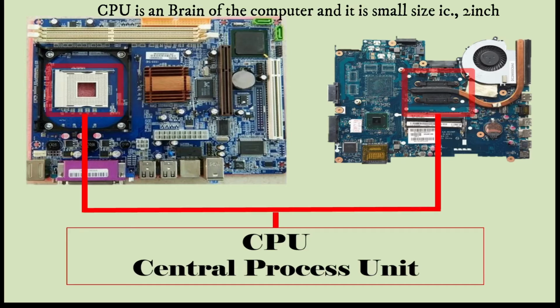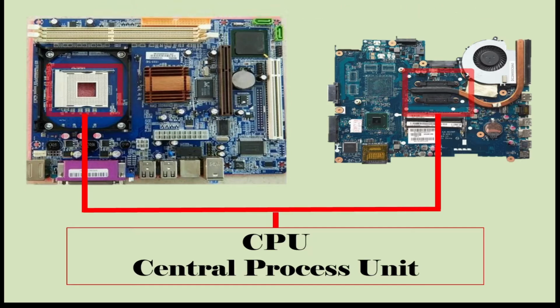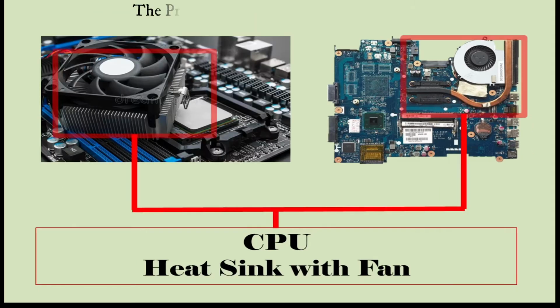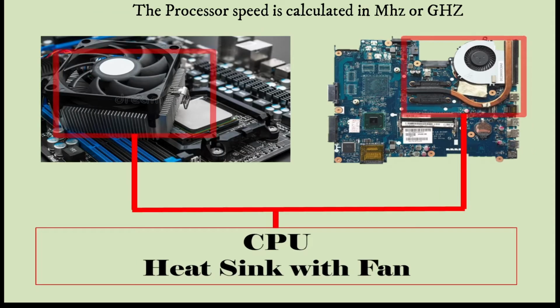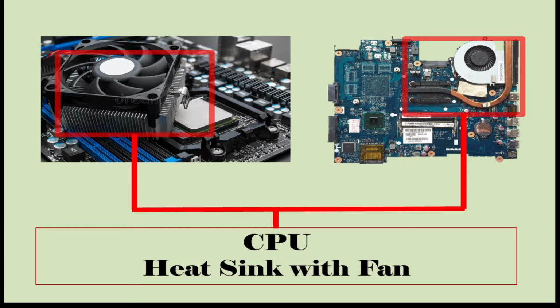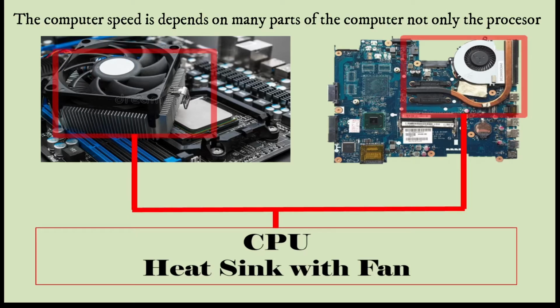The CPU is the brain of the computer. It is located inside the motherboard where the red box is highlighted and blinking. The CPU is a 2-inch ceramic square with a silicon chip located inside, and it is also used with a heat sink. The processor speed is measured in megahertz, or millions of instructions per second, and gigahertz, or billions of instructions per second. However, the actual speed of the computer depends on the speed of many different components, not just the processor.